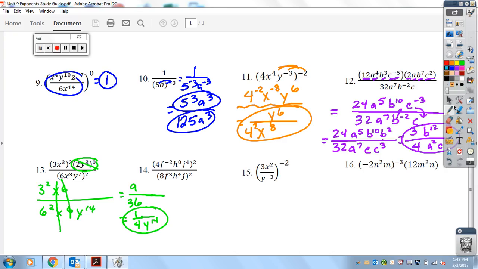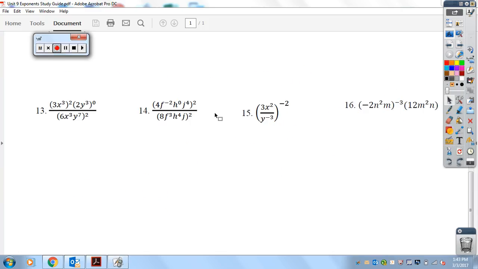Running a little bit out of space, so let me pause this real quick. Now we have a bit more space for number 14.